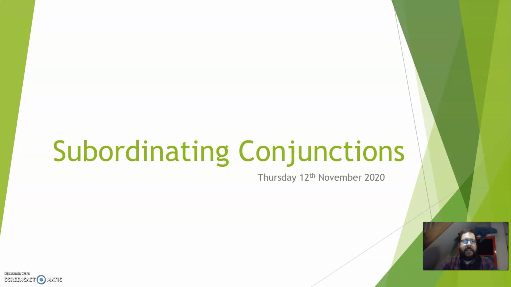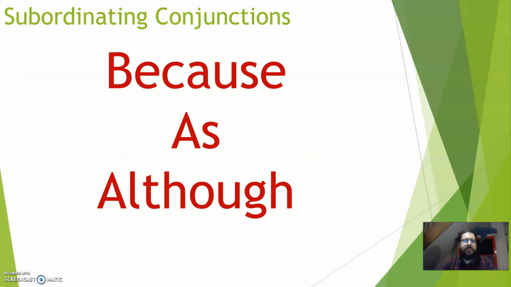Today we're looking at subordinating conjunctions. The three subordinating conjunctions that we're going to be looking at today are because, as, and although. And if you remember, a conjunction is a word we put in the middle of the sentence to join either two clauses or a clause and a phrase together to add extra information.